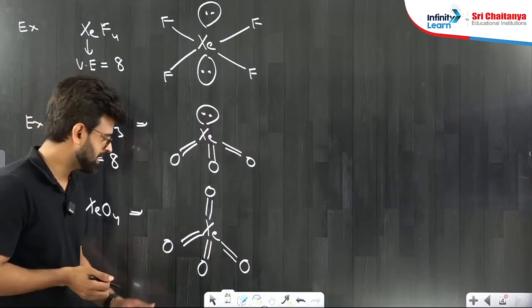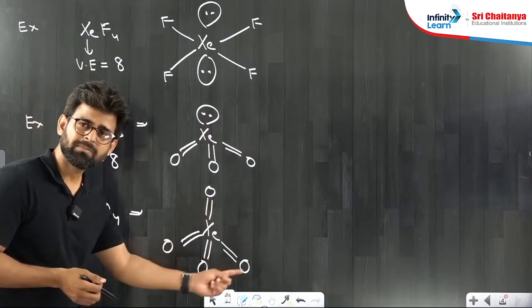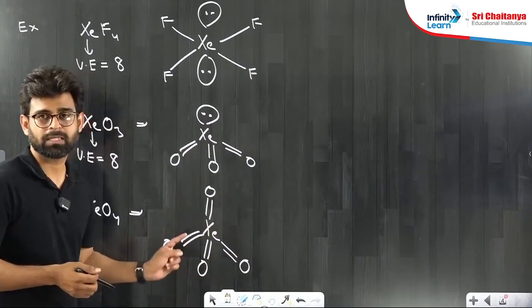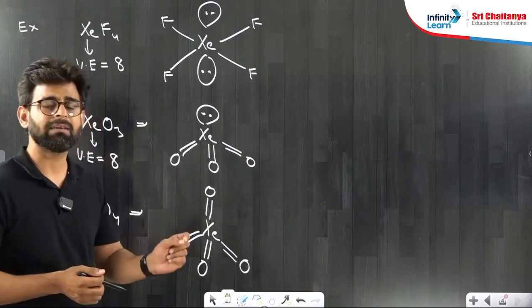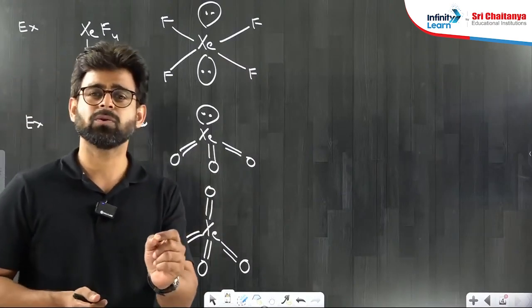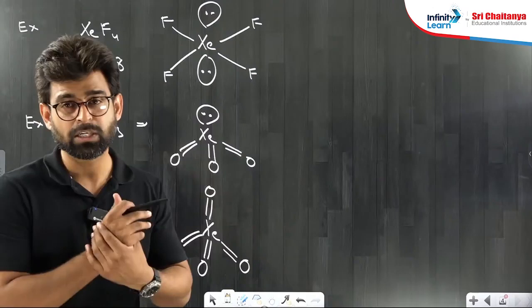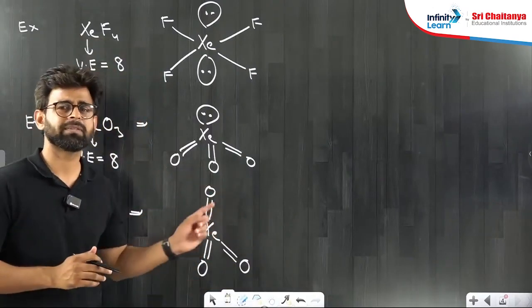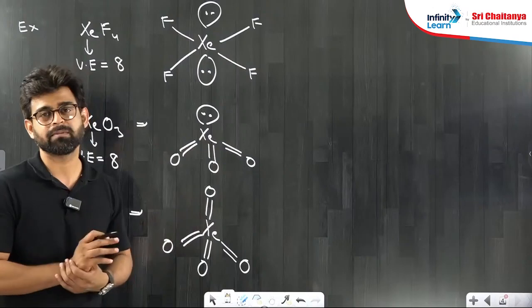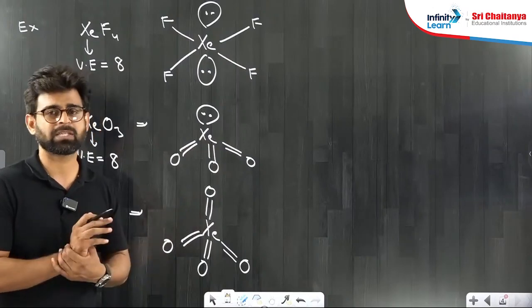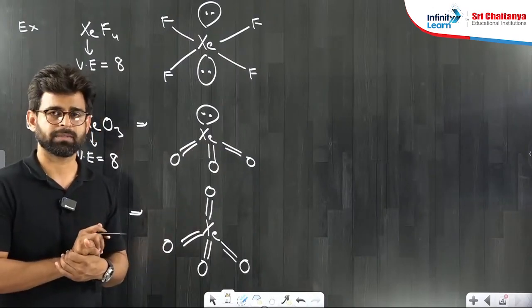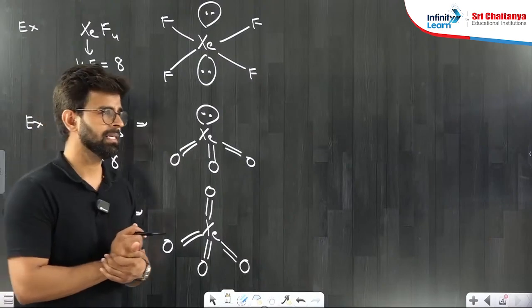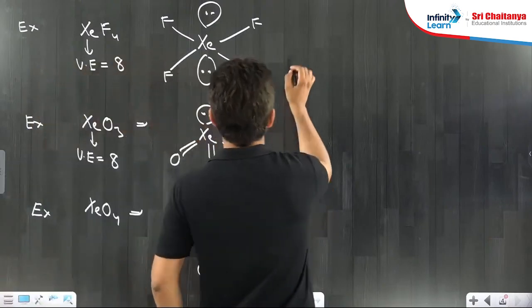So, in this way, if you see, oxygens make how many bonds here? Total 8 bonds. And xenon was having 8 valence electrons. So, all the 8 valence electrons are used in making these 8 bonds. So, will any lone pair be left here? No. No lone pair will be left because all the 8 valence electrons are already used. Clear? Done? That's great.